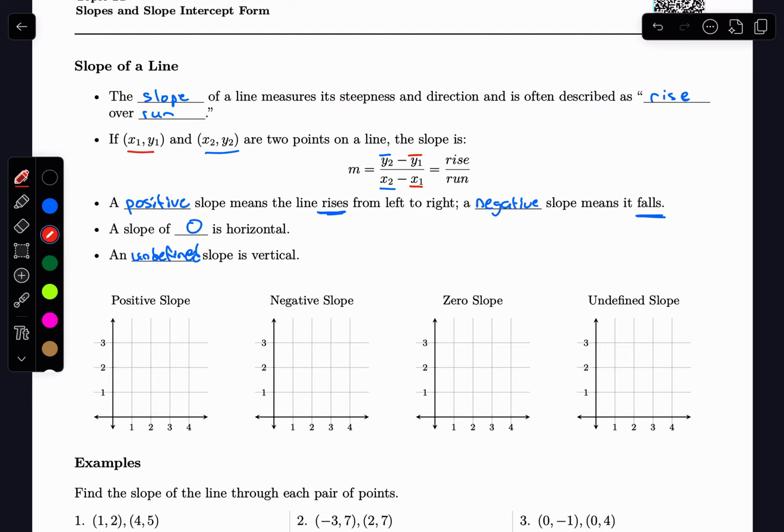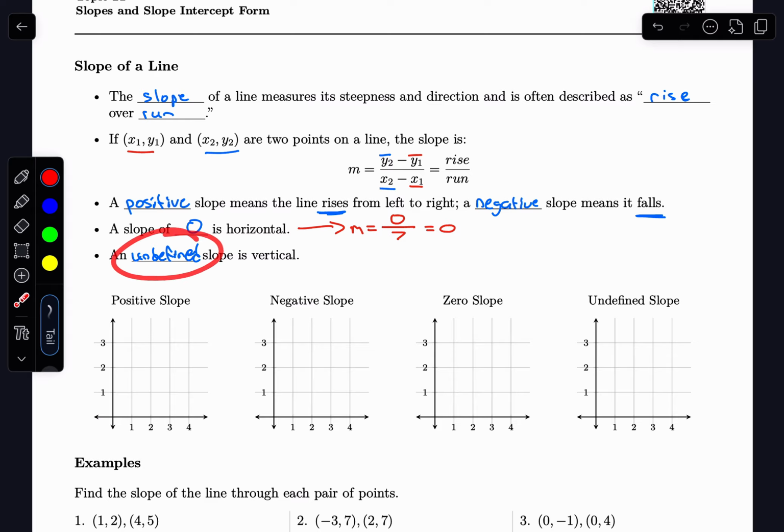A slope of 0 is horizontal. What the slope might look like if we get 0 is 0 on top and let's say 7 on bottom. So how do we get to a slope of 0 like that? Well, on top, the y coordinates, y2 minus y1, gives us 0. That means the line doesn't go up or down at all. This y2 minus y1 measures how much it goes up and down, so if that's 0 on top, that means it did not go up or down. So this results in a horizontal line, a line that doesn't go up or down.